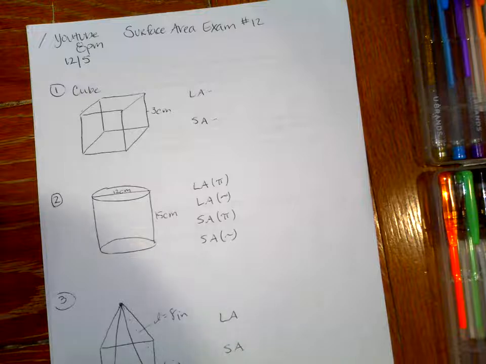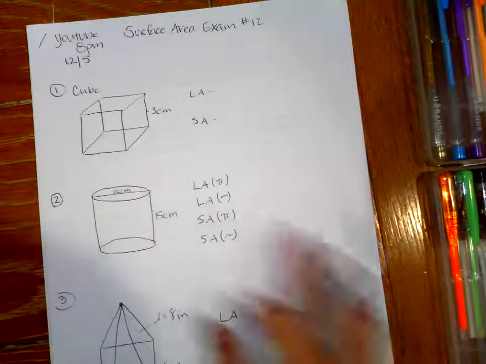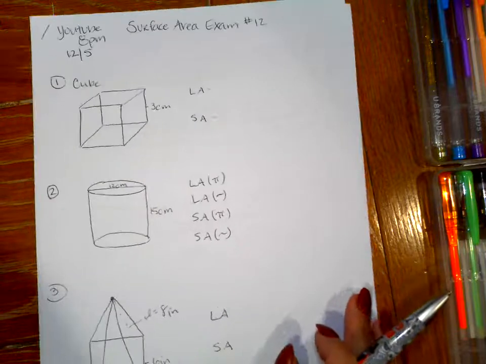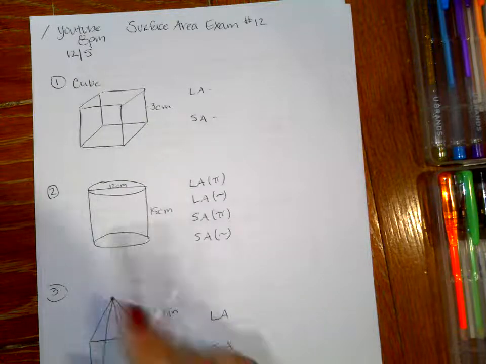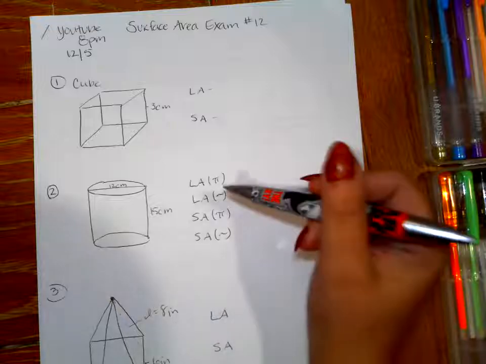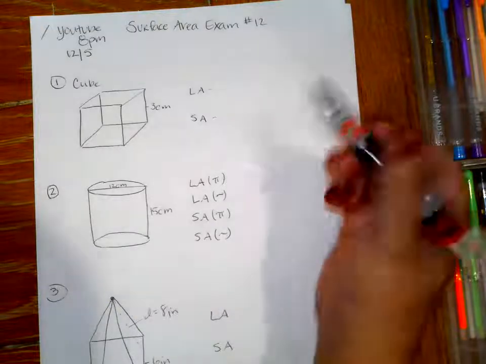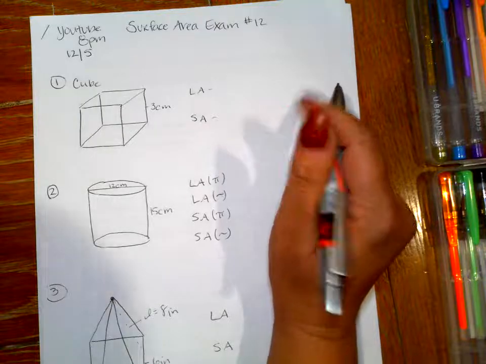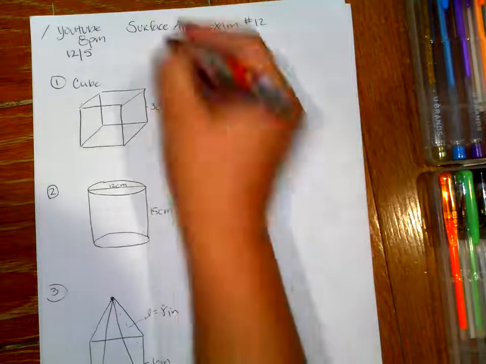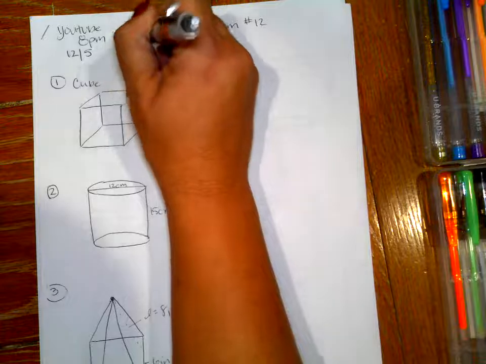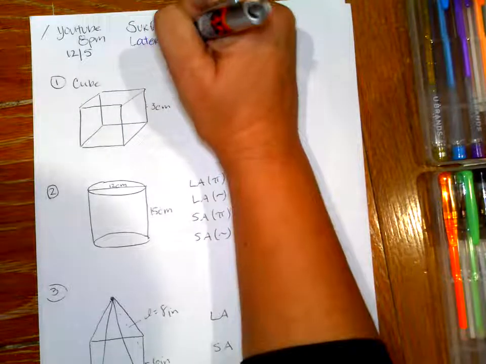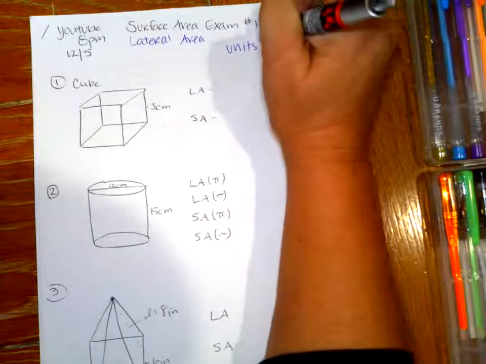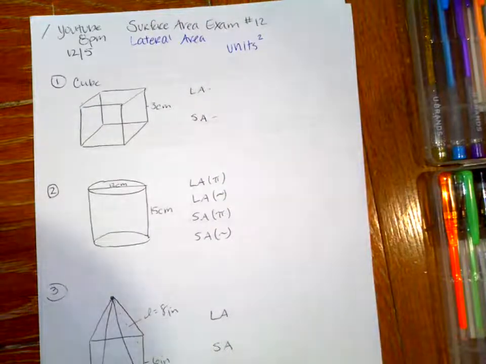You're going to need to find lateral area and surface area for everything on your exam. Anything that has a circle on it, you are going to need to do an approximate and leave it in pi. So just be prepared for that. Your units are going to count for everything. So anytime we're talking about surface area and lateral area, remember your units are squared. So whatever your units are squared.